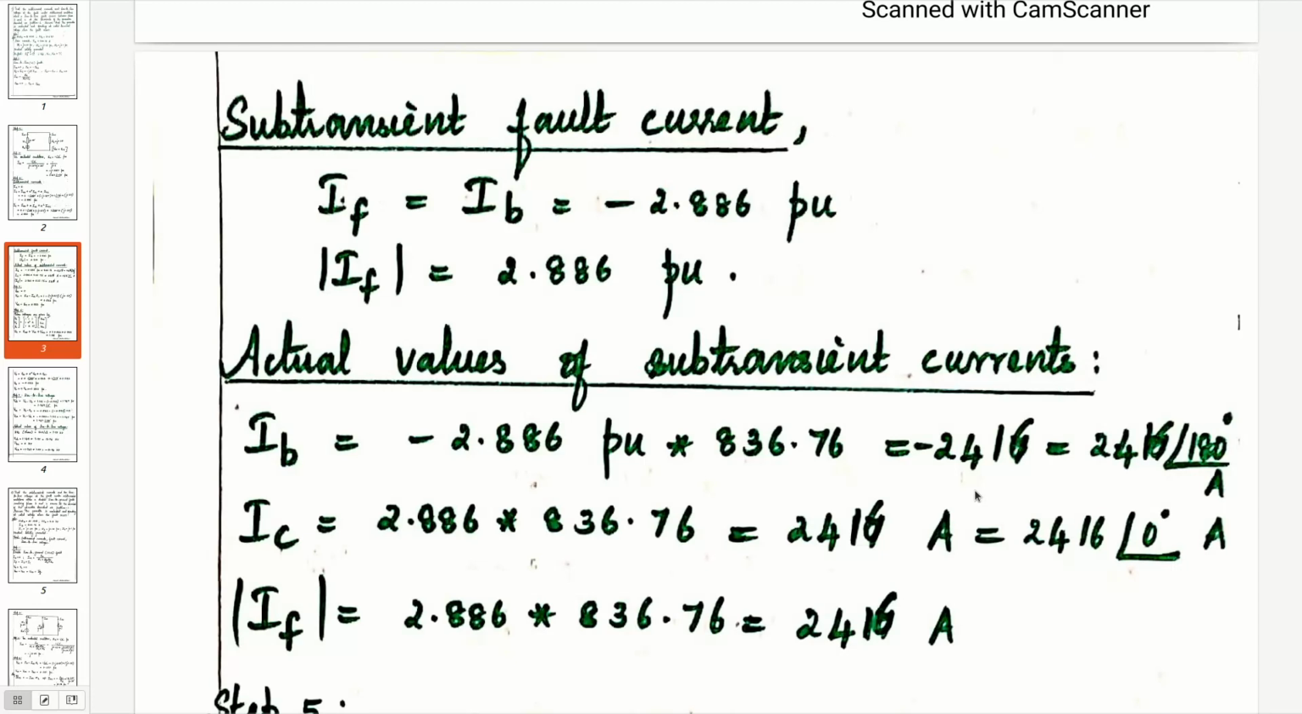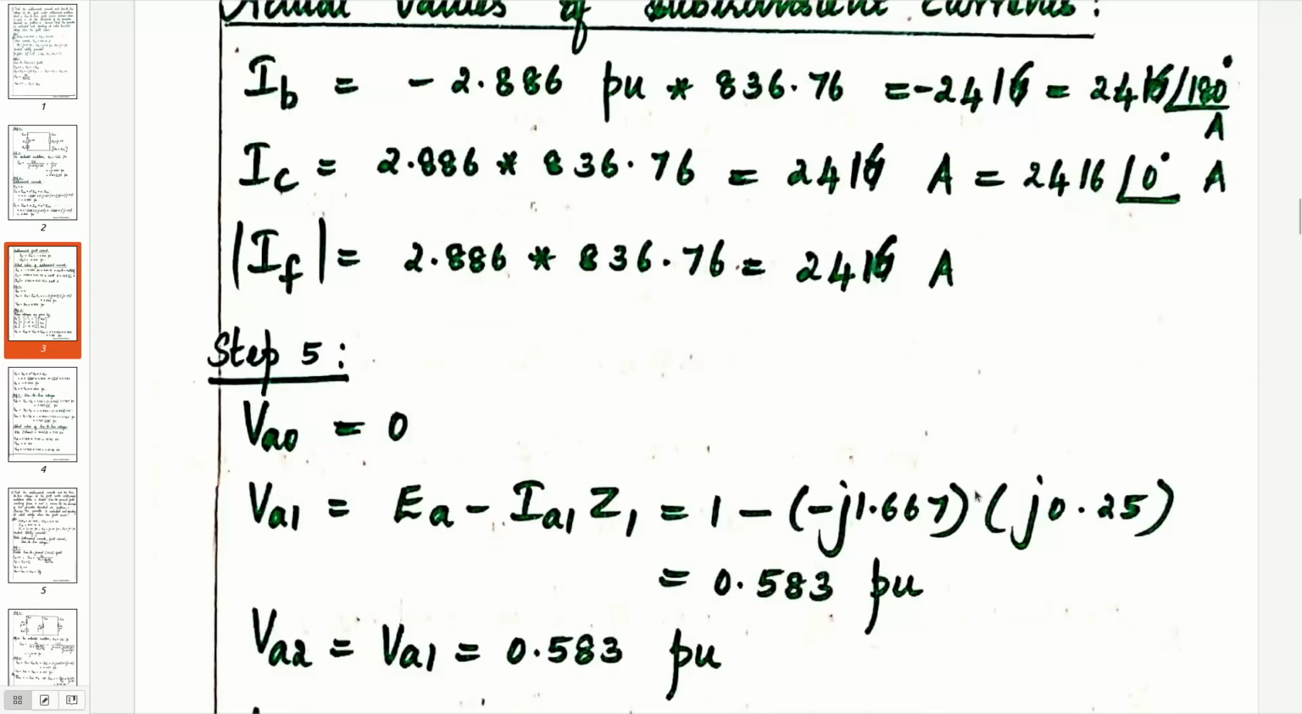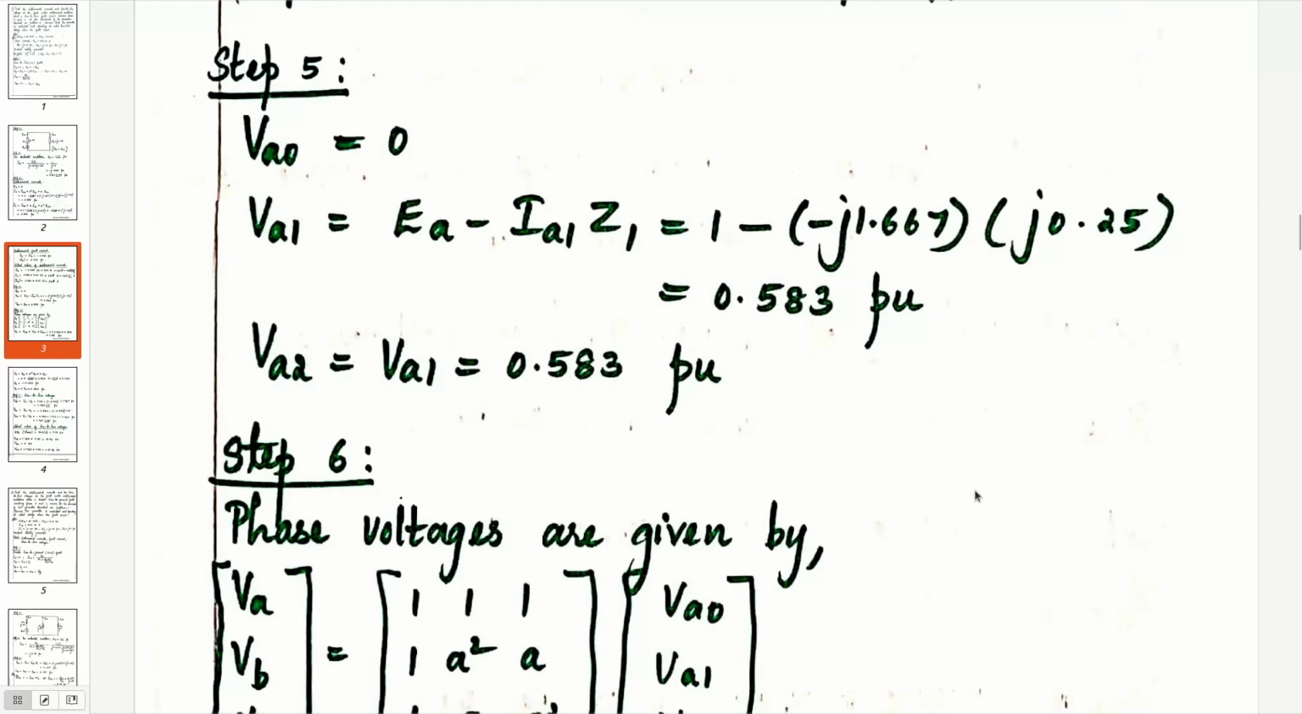The next step is to find the sequence components of voltages. From the combined network, we have found that VA0 is equal to 0. Calculate VA1 using the formula EA minus IA1 Z1. EA is 1, IA1 I have substituted, Z1 is j0.25. We got VA1 as 0.583 per unit. And also VA2 is equal to VA1 is equal to 0.583 per unit.